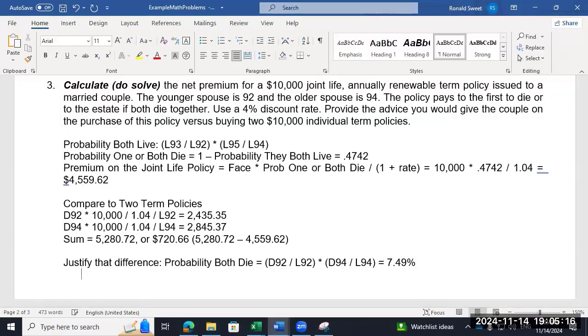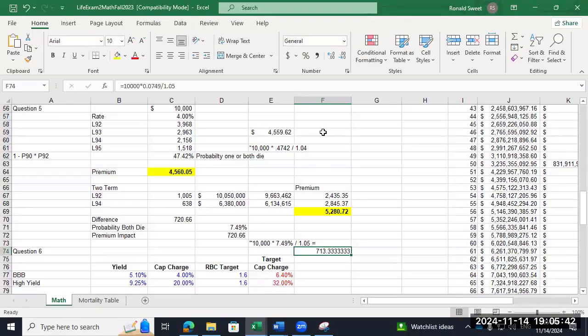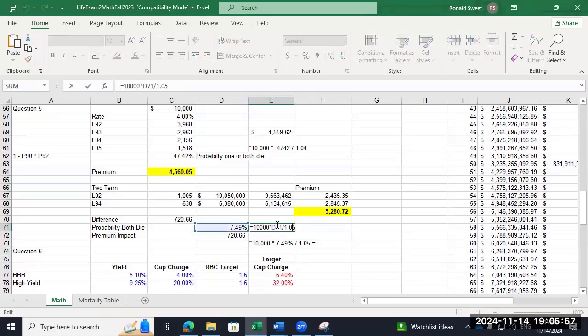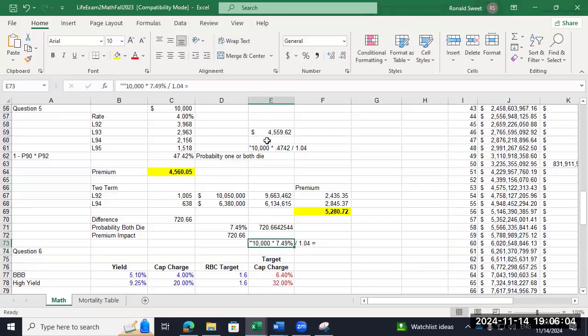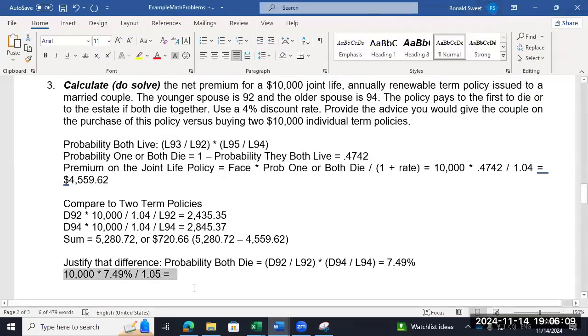And that's going to equal 7.49%. You take $10,000 times 7.49% divided by 1.05. You should come up with that difference. It's going to round, it's definitely going to destroy it, but oh, I'm using 104.5, excuse me. I don't know why on this exam I was using 4%, so that's throwing me off. So yeah, sorry. That's probably really messing up. Did I do that anywhere else? Hopefully not. And that gives you the 720.